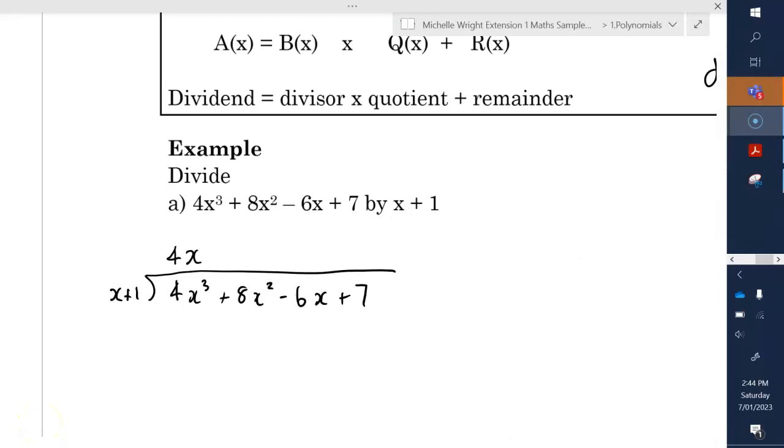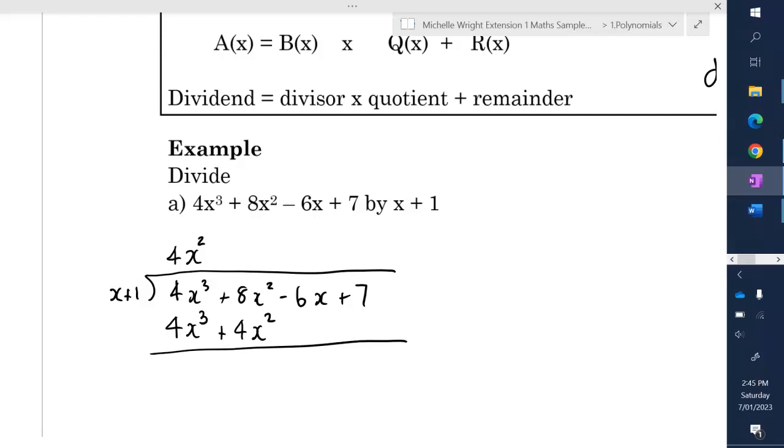Okay, so I'm seeing how many times x goes into 4x cubed, and it's 4x squared, because 4x squared times x is 4x cubed. And that's what I want to do. I'm going to times my 4x squared by my x, and I'm going to end up with 4x cubed. But then I'm going to times this 4x squared also by my 1. I'm going to add that in there as well as 4x squared.